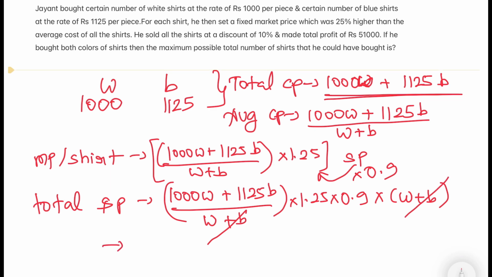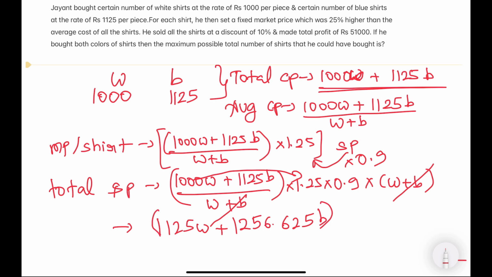So next step we multiply 1000 W into 1.25 into 0.9. So 1.25 into 1000 is 1250 into 0.9 is 125 times 9, 1125 into W, plus 1125B into 1.25 into 0.9. For this you can use your on-screen calculator. This gives us 1265.625B, the total selling price for all the shirts. And we have been given the total profit. For that we subtract the total cost price. This was our total cost price. This we subtract from the total selling price.